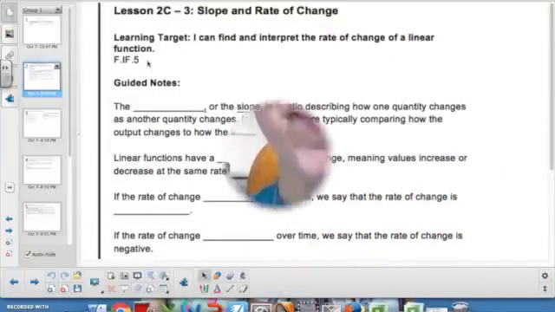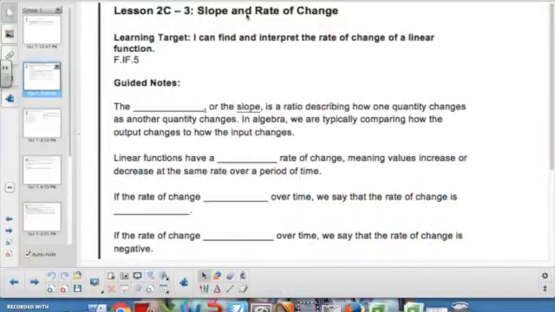We're going to talk about rate of change in this lesson, so let's go ahead and get to it. Lesson 2C-3 is titled Slope and Rate of Change. And here's the thing about slope and rate of change. They're the same thing. The only reason we have two separate names is the context in which we use the different terminology. So our learning target for today is that we can find and interpret the rate of change of a linear function.